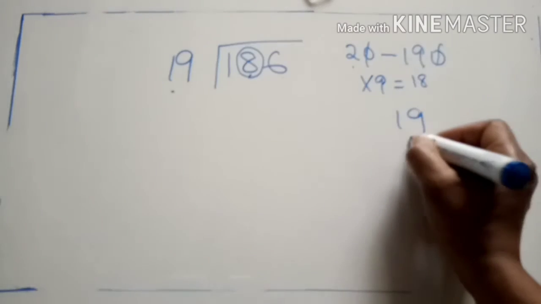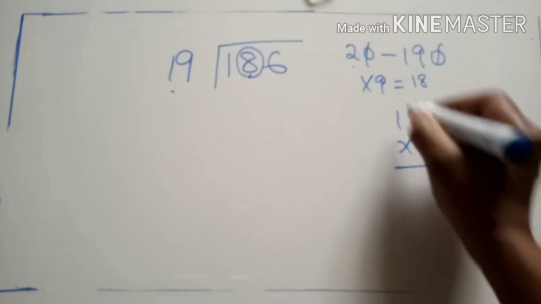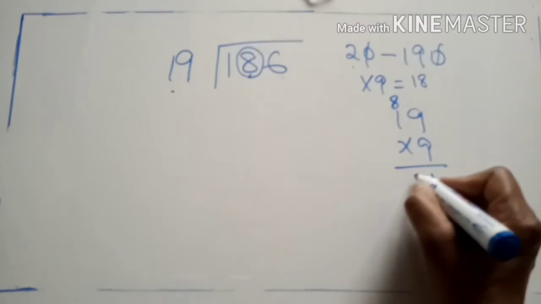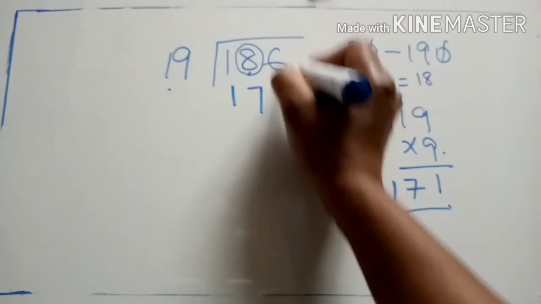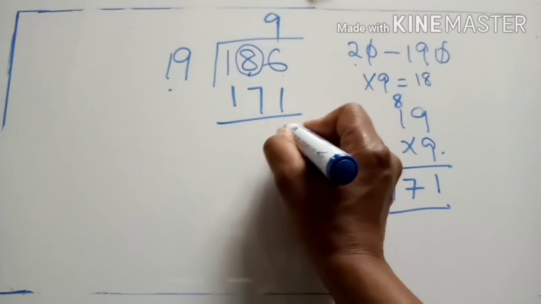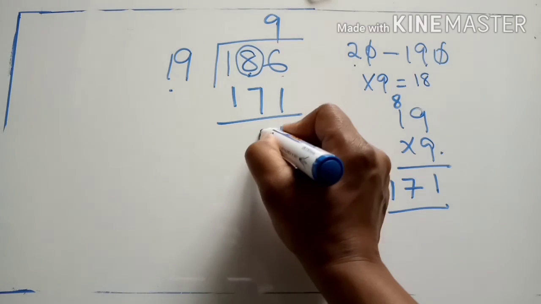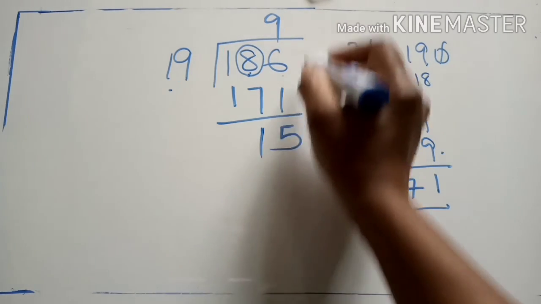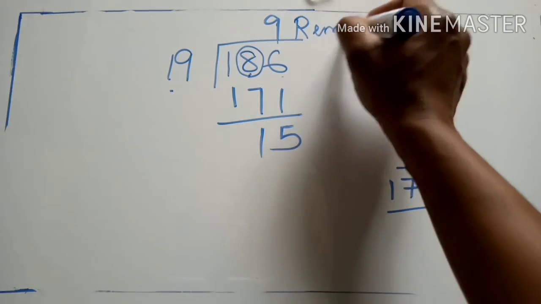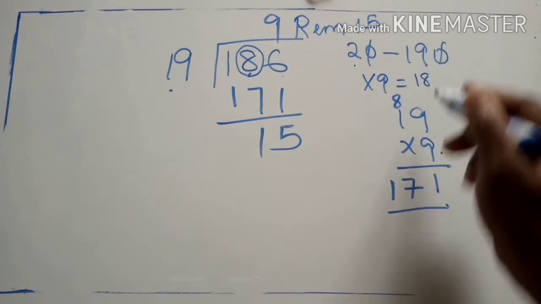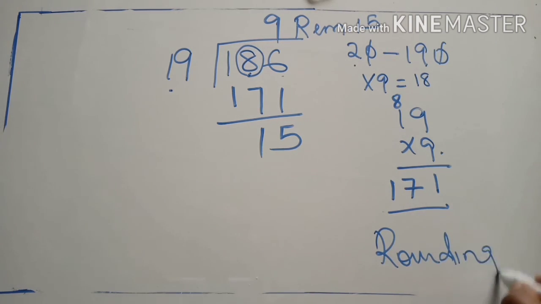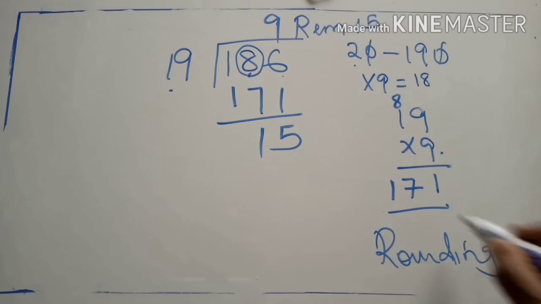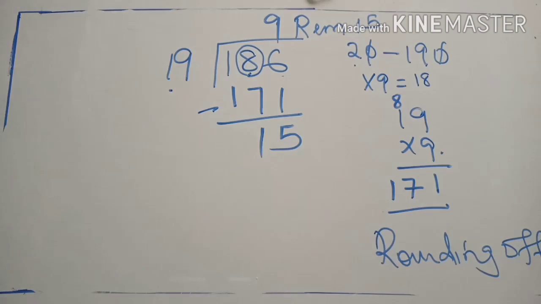So we'll say 19 times 9, 81. 9 plus 1, 17. 171 because of 9. This is 5. 8 minus 1. 8 minus 7 is 1. So this is 9 remainder 15. So this is basically rounding off. You're using your knowledge of rounding off to work out divisions as fast as you possibly can.